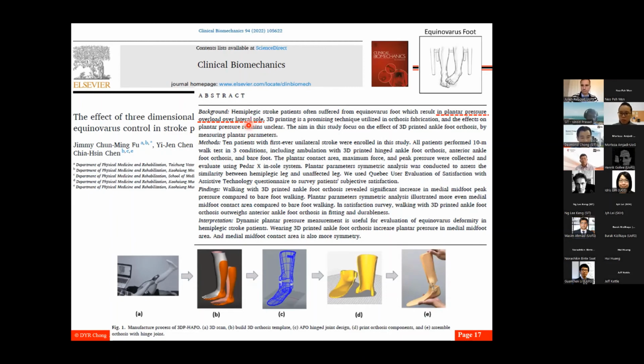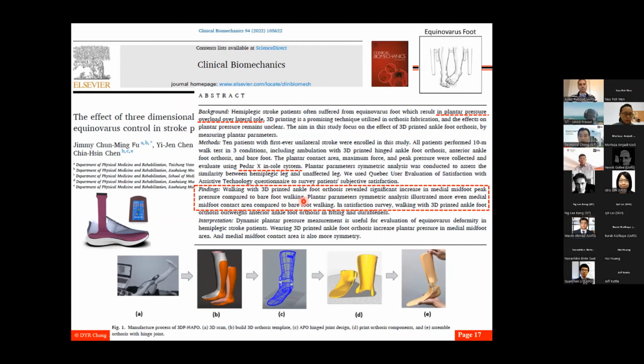So what they have done is that they actually rely on the insole systems. Of course, what they're using is the PIDA X insole system. And with that, they inserted this PIDA insole system together with the 3D printed orthosis that we have actually built. So what they have actually found out is walking with their 3D printed foot orthosis, right, in a way reveals significant increase in the medial midfoot peak pressure compared to barefoot walking.